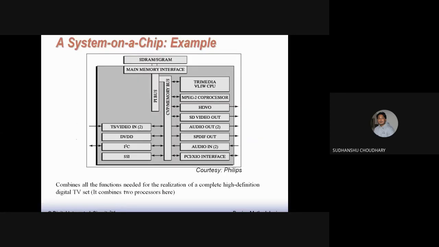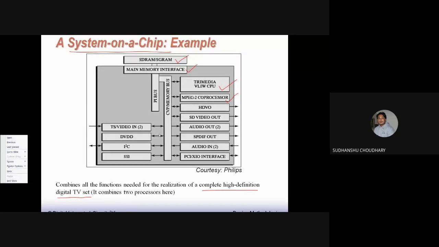Now here is an example of a system on chip, right? System on chip means a complete system on a chip. So for example, here a complete high definition digital TV set chip is shown. In fact, only the blocks of this high definition digital TV set are shown. You will find that the same chip has SRAM also, main memory also, and it has two processors also, right? The same chip has processor also, memory also, okay?